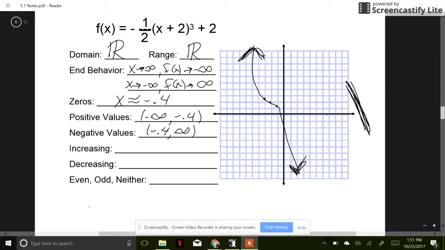This has a general shape like this. That means it's decreasing forever, increasing none, negative infinity to infinity. This is another one that's going to be neither.